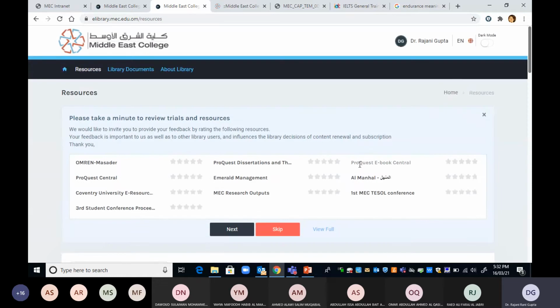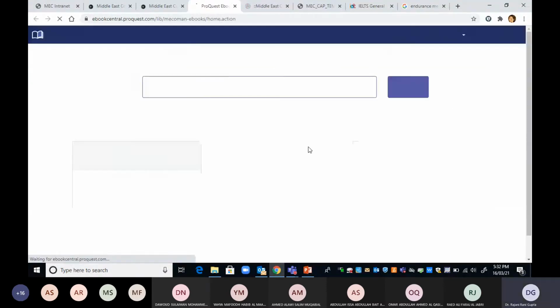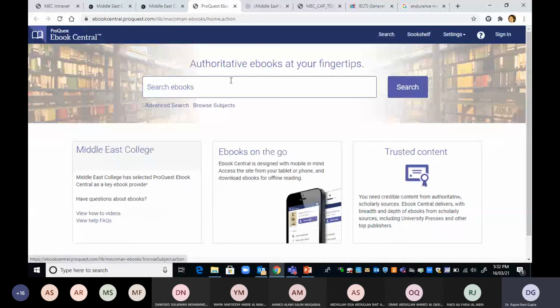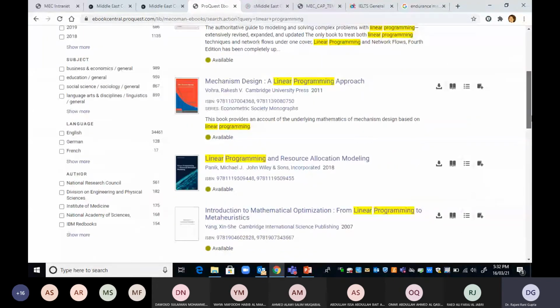You can search other things like dissertations, but if you are specifically looking for the books, you can go to the ebook central and search it. So say you type linear programming, search it. You will find the relevant books here. You can even download these books. You don't need all of them. You just need some questions for practice. You can get a few things from here.